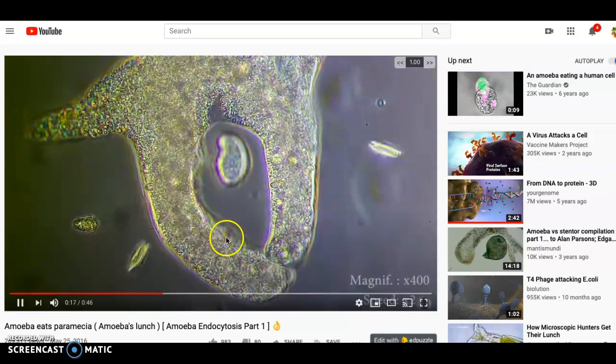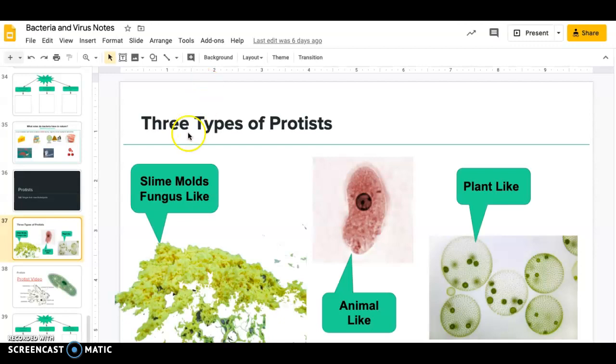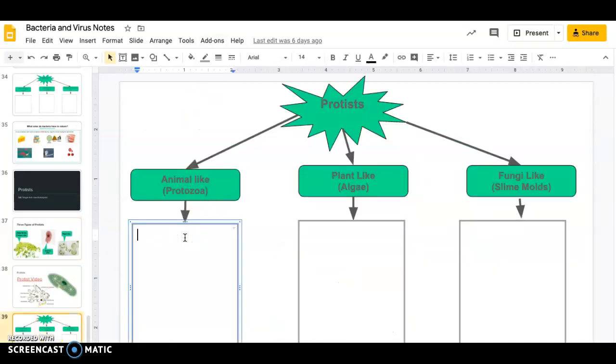So if you want to head back to your notes real quick, let's fill out some things on the last slide in your notes for the animal-like protists. And then we'll do some of the other ones tomorrow, okay? So I'm on the last slide of our notes, and I'd like you to kind of fill this area out too. Last time we did it on a Jamboard. This one I'll have you just follow along and do some stuff with me.